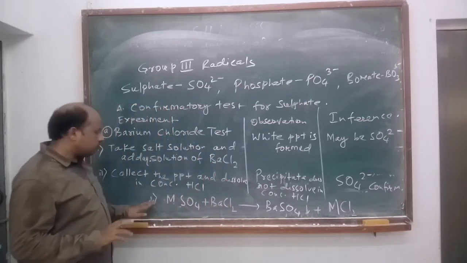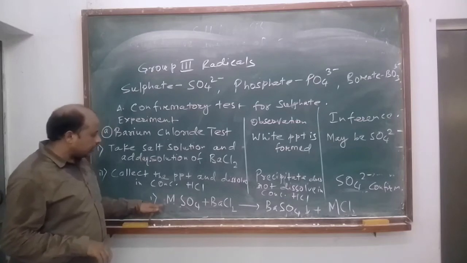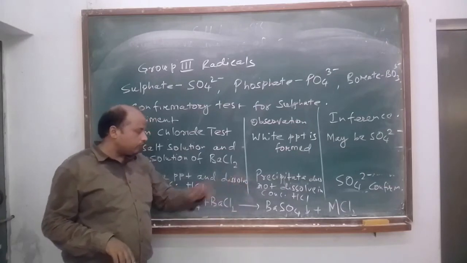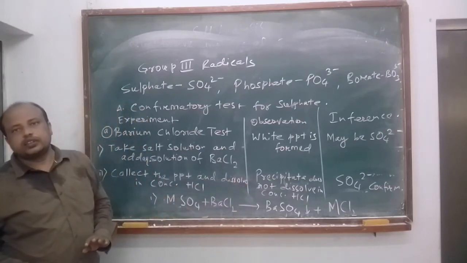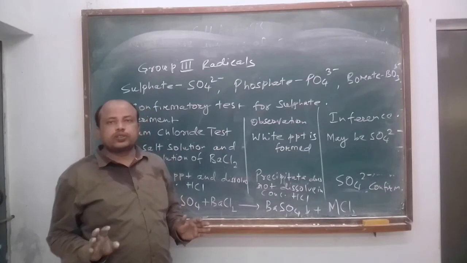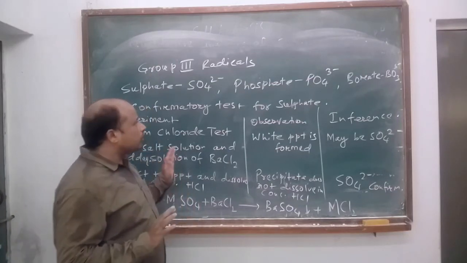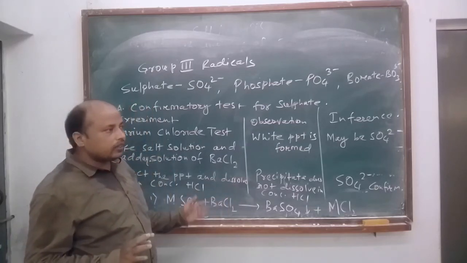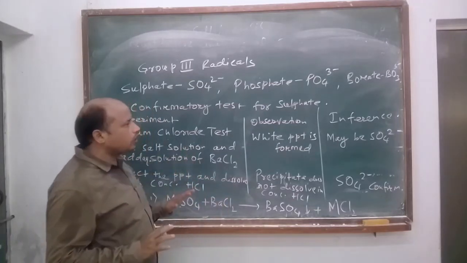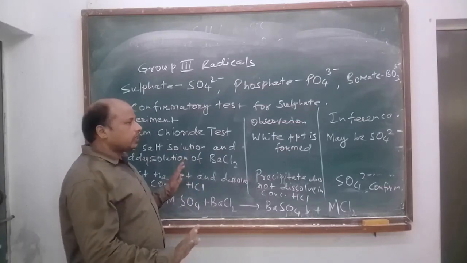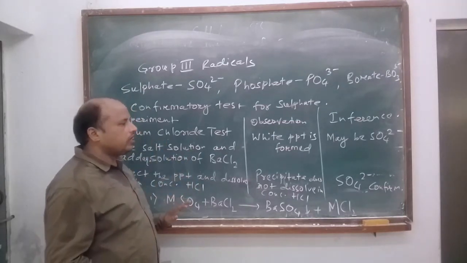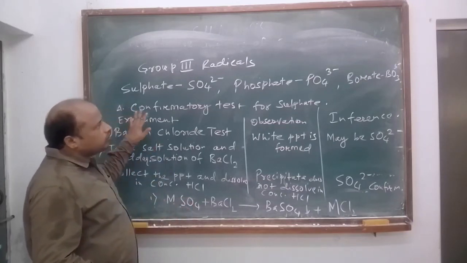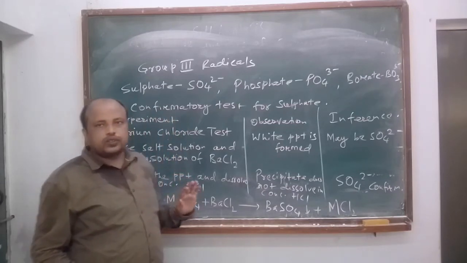And the reaction is: metal sulfate plus BaCl2 will form barium sulfate plus metal chloride. So this is all about the reaction involved, and thus we have confirmed what the salt present is. The salt present is copper sulfate. Okay, so this is all about the salt analysis.